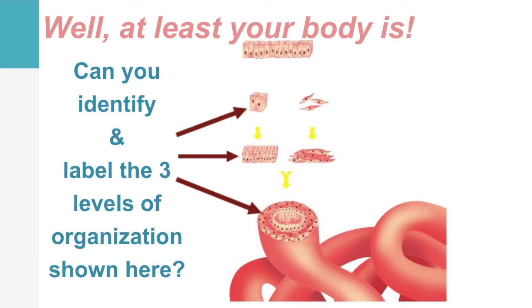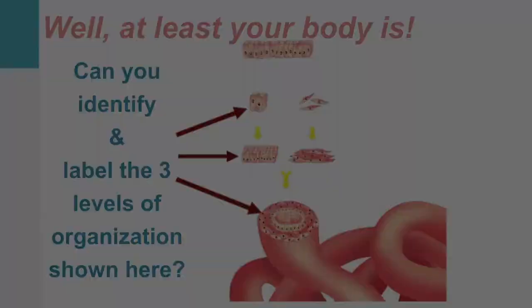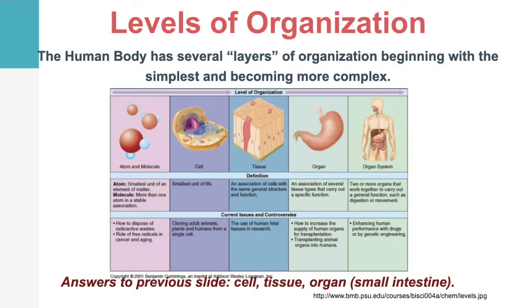All right, so looking here at this picture, we have 3 levels of organization that are present within our body. And just so you all know, this organ here is the small intestine. So, can you identify and label the 3 levels of organization that are shown here? All right, so if you said cell, tissue, and organ, you were correct.